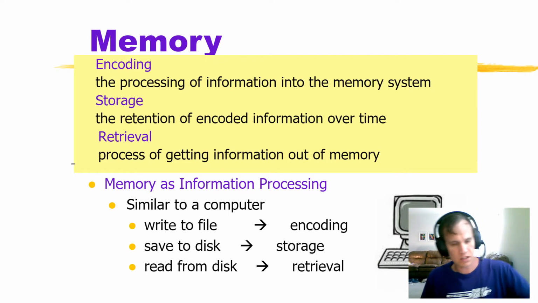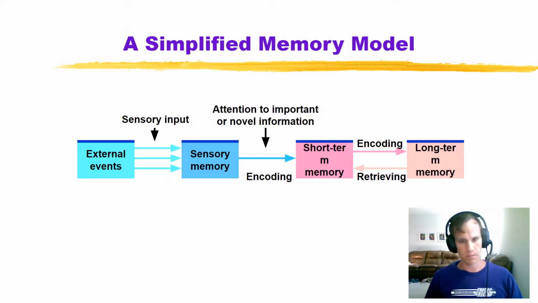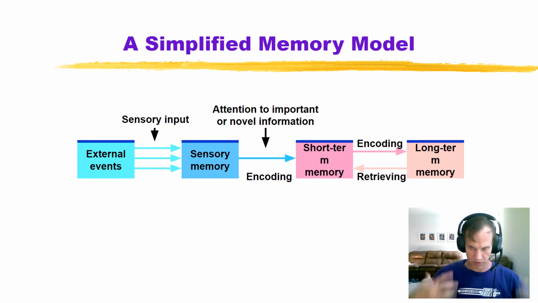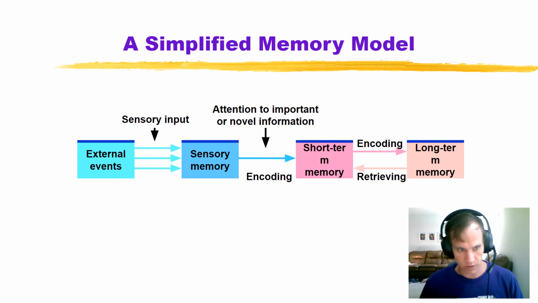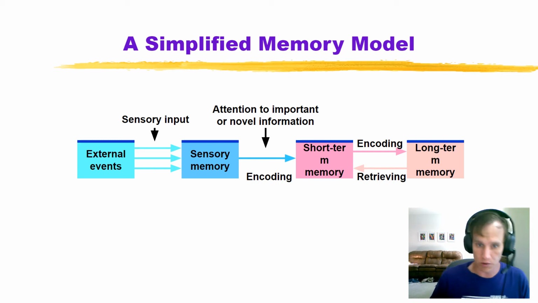Okay, so for this particular module, we're looking mostly at the encoding process, of taking in the information to be part of your memory. Okay, so we're looking at memory. There's basically three main phases. So you have your sensory memory, you have your short-term memory, and you have your long-term memory.